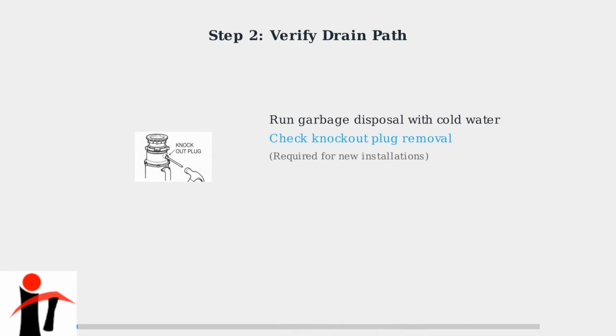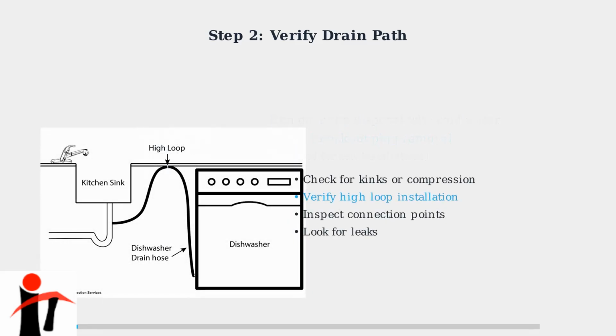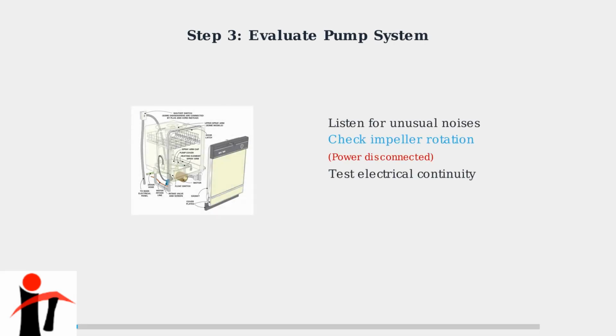If your dishwasher connects to a garbage disposal, run it with cold water for 30 seconds to clear any blockages. Next, inspect the drain hose for kinks or compression points. Ensure it has a proper high loop or air gap installation to prevent backflow from the sink drain. If drainage issues persist, evaluate the pump system.